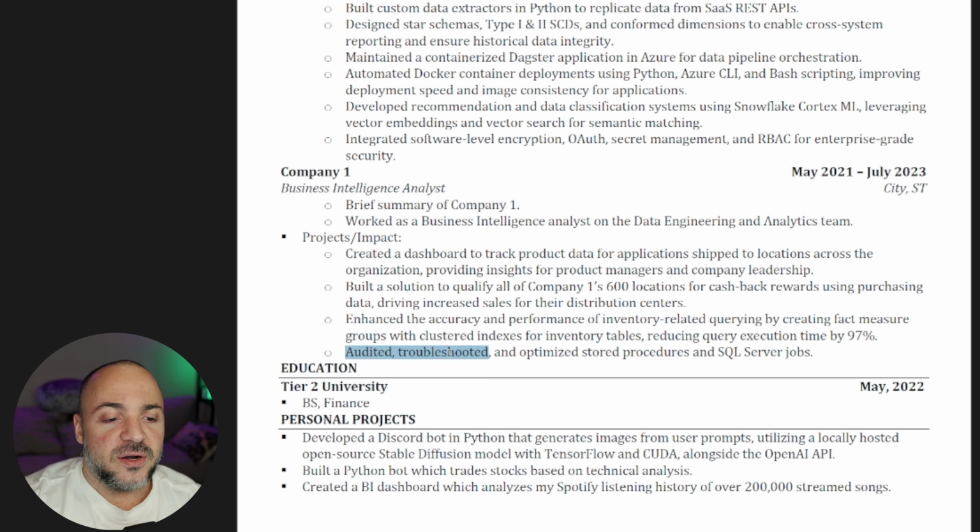Now, the next one: audited, troubleshot, and optimized stored procedures and SQL Server jobs. Optimized stored procedures, right? By how much? What kind of savings do we get?